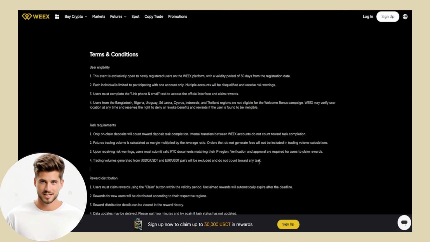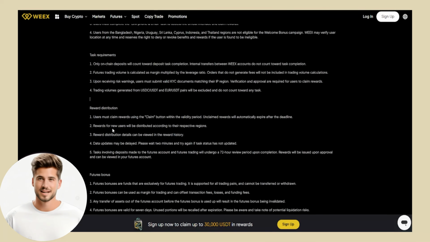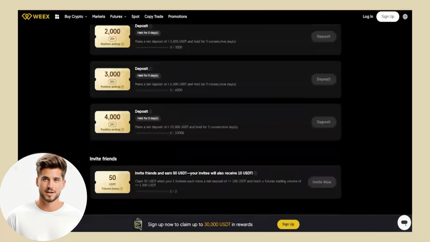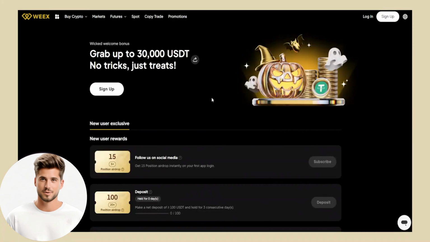And then we have reward distribution and future bonus, and a bunch of other rules and requirements that you should be aware of here. But as you can see, there are a lot of things that you can benefit from. I have seen other promotions running from different exchanges, but this by far, I think, has the most promotions, most tasks, and most benefits that they are offering to users altogether. It's about 30,000 USDT.